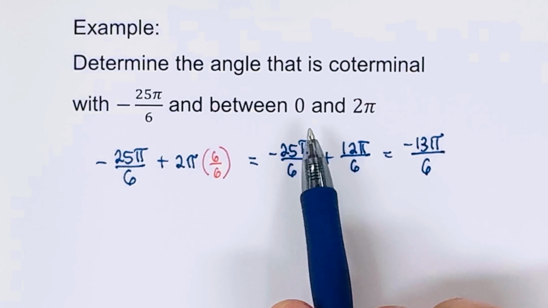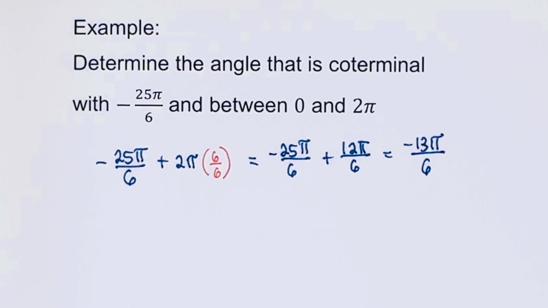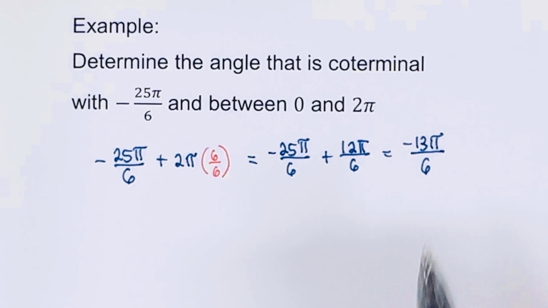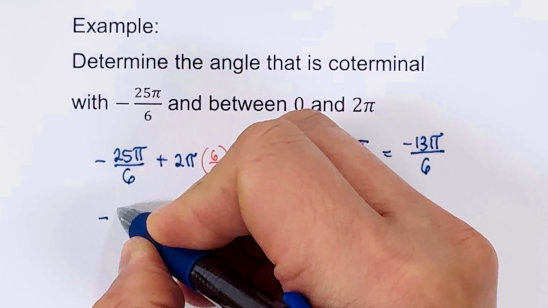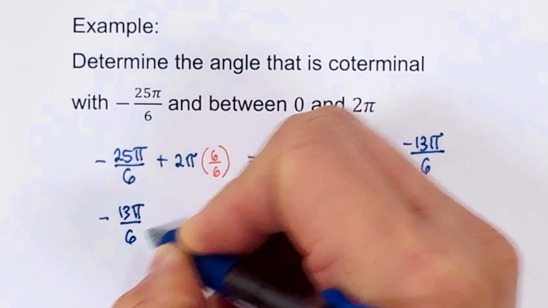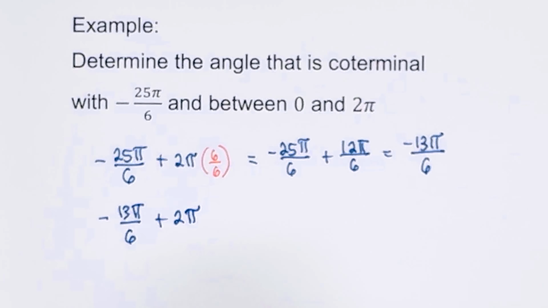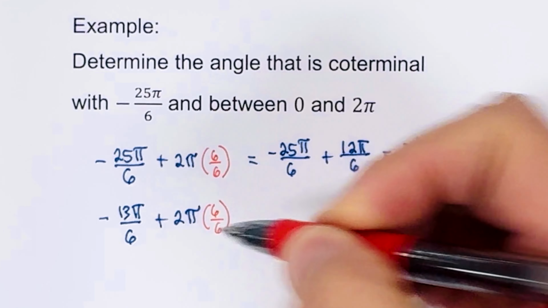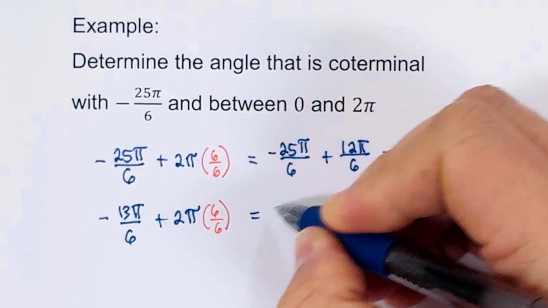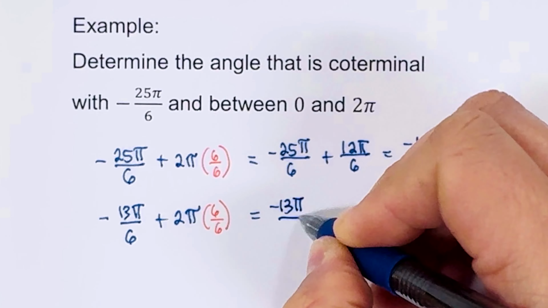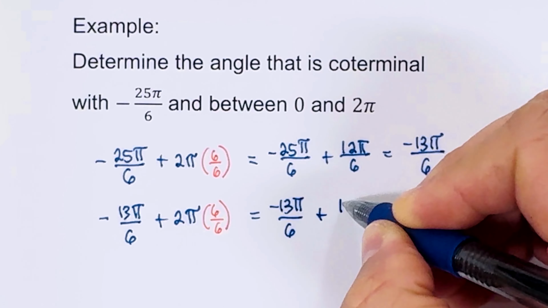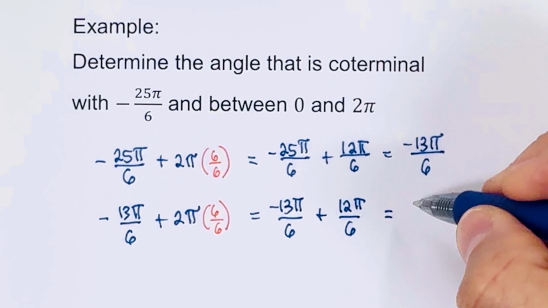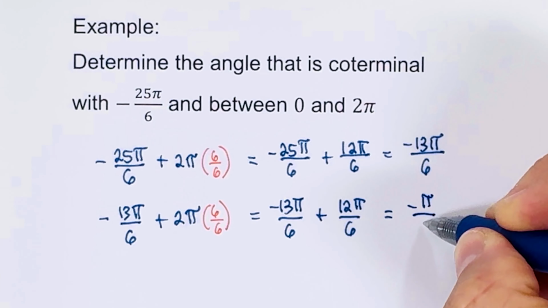We wanted a positive value that's between 0 to 2 pi. So what we are going to do is keep adding 2 pi to this. So we're going to take this, that's negative 13 pi over 6 plus 2 pi. And so we are going to multiply this again by 6 over 6. And so this would come out negative 13 pi over 6 plus 12 pi over 6. Adding this would come out negative pi over 6.